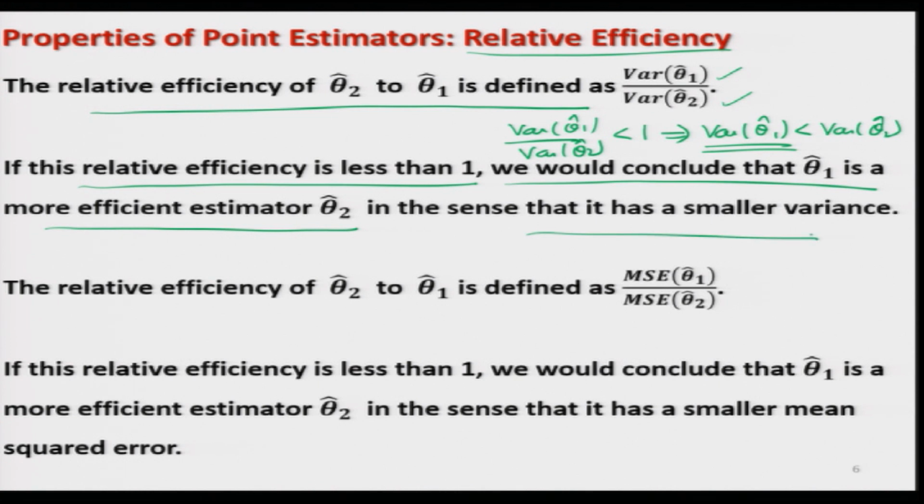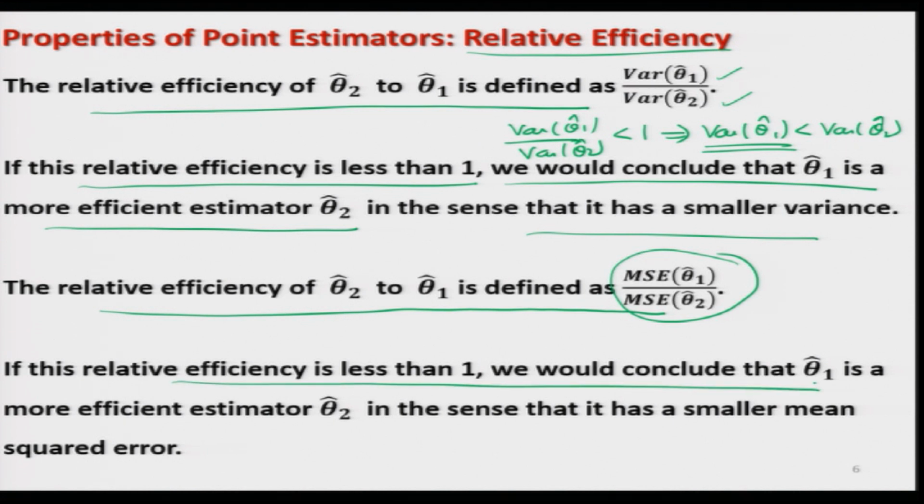Similarly, if you want to define the relative efficiency in terms of MSE, then the relative efficiency of theta 2 hat to theta 1 hat is defined in exactly the same way. You simply have to replace variance by MSE. So that will become MSE of theta 1 hat divided by MSE of theta 2 hat, and if this relative efficiency is less than 1, you would conclude that theta 1 hat is a more efficient estimator than theta 2 hat, in the sense that it has a smaller mean squared error.